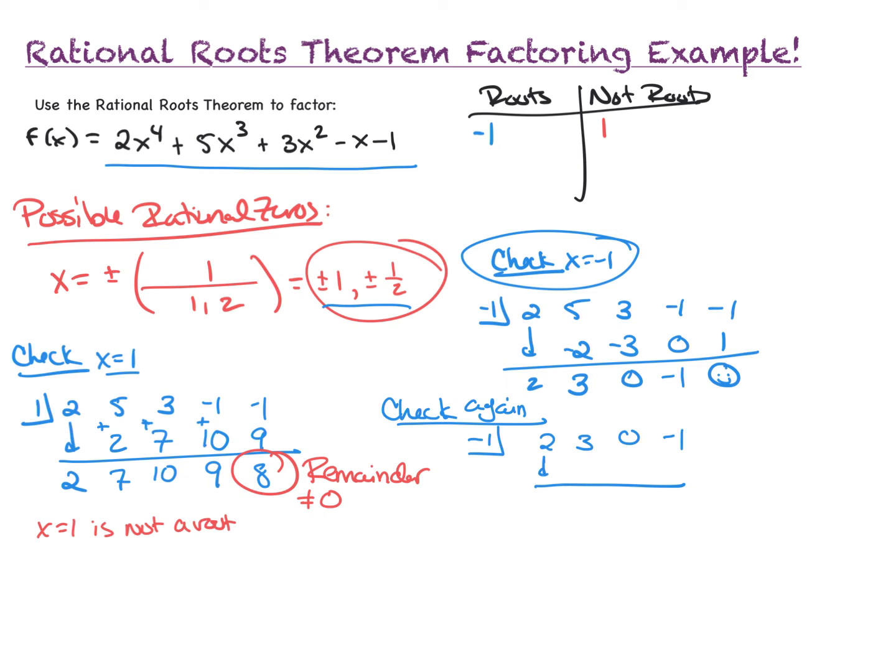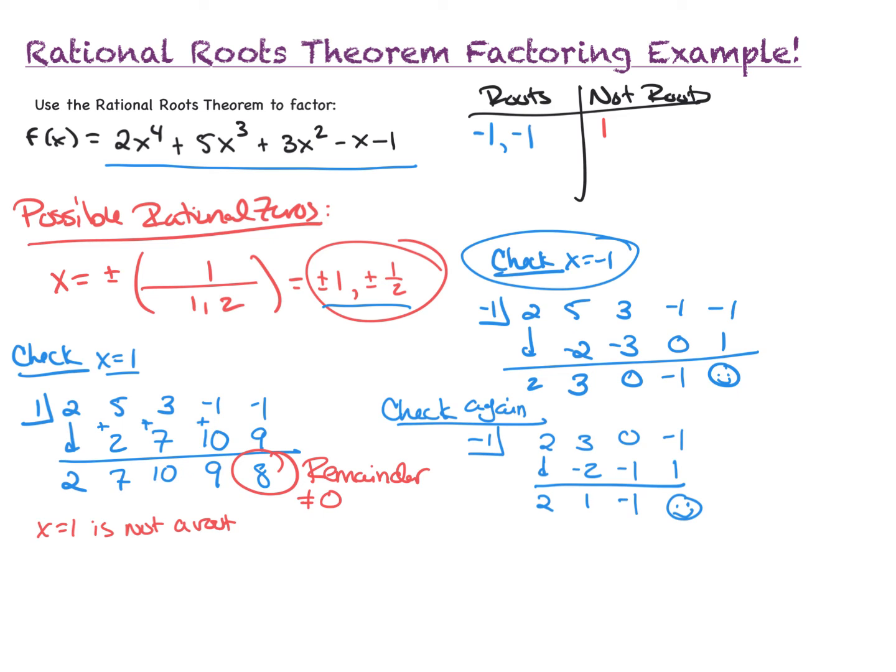So again, I'm going to bring down the 2. -1 times 2 is -2. 3 plus -2 is 1. -1 times 1 is -1. 0 plus -1 is -1. And -1 times -1 is +1. -1 plus 1 is 0. That's awesome. So I know that -1 appears 2 times as a root.